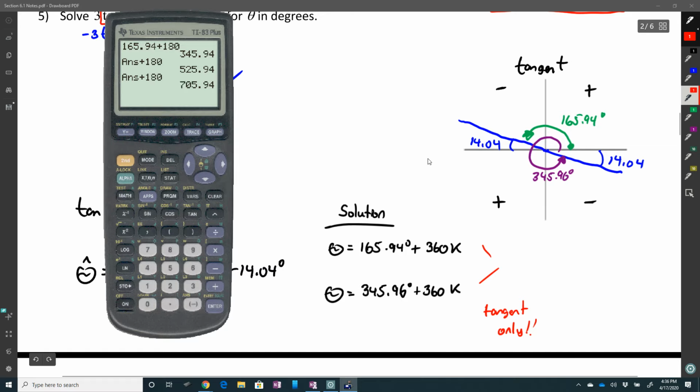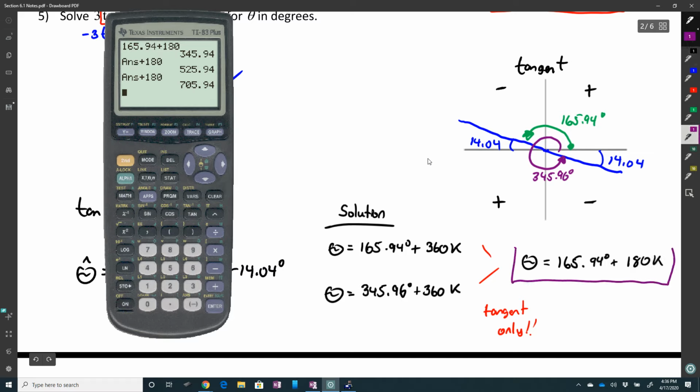And so I can actually combine these two solutions into just one solution. What you do is you pick the very first one, and instead of saying 360K, you say 180K, because the answers are 180 degrees apart. But remember, this is something that only works for tangent.